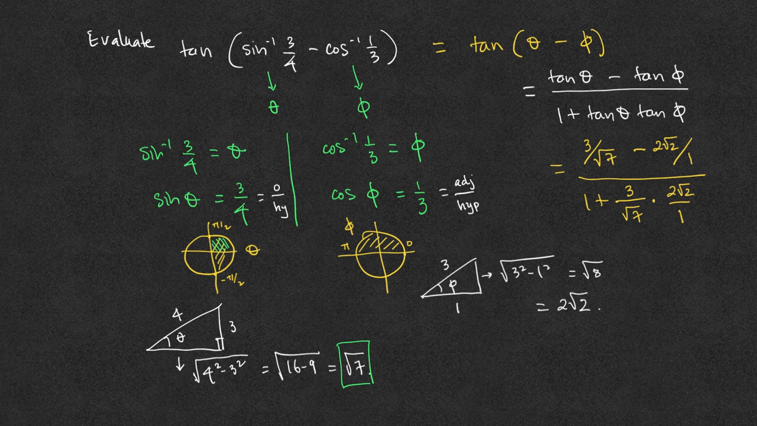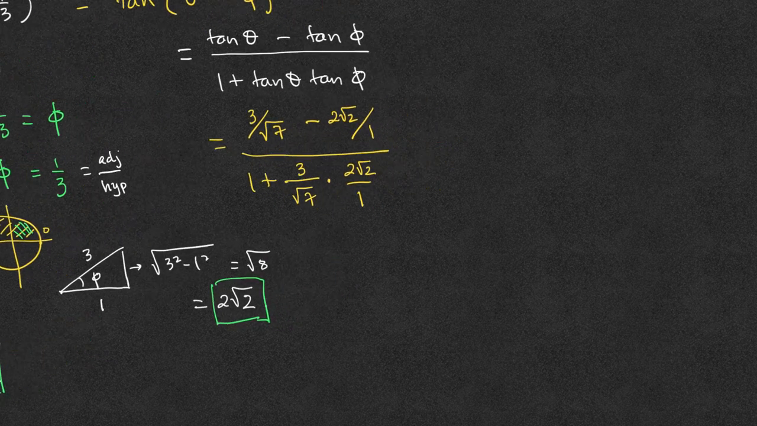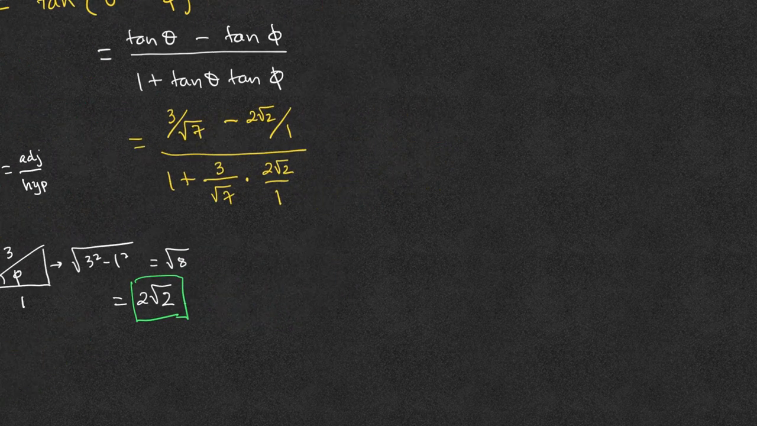For phi, cosine of phi is restricted from 0 to pi, and so we are restricted to the first and the second quadrant. But because cosine is 1/3 in this case, we restrict phi to the first quadrant, and in the first quadrant tangent is also positive. We now need to simplify this expression and we are done.